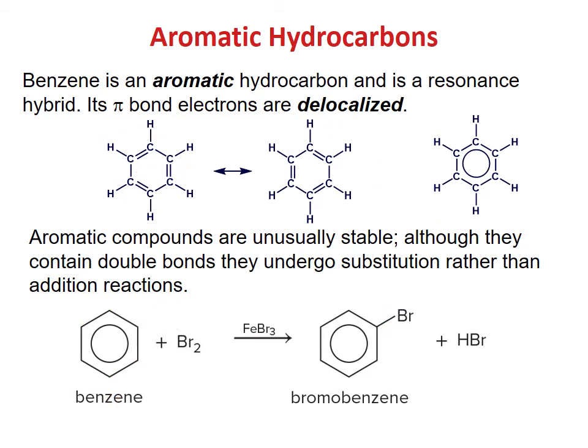Benzene is an aromatic hydrocarbon. Although there are other rings that also show aromatic properties, benzene is the most common one. Aromatic compounds are usually more stable than corresponding alkenes.